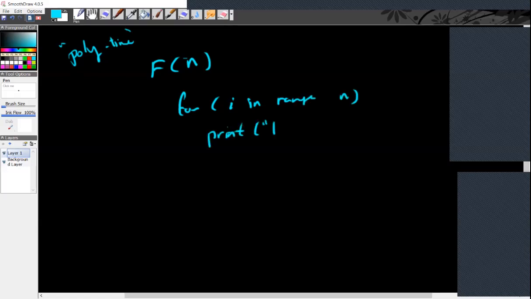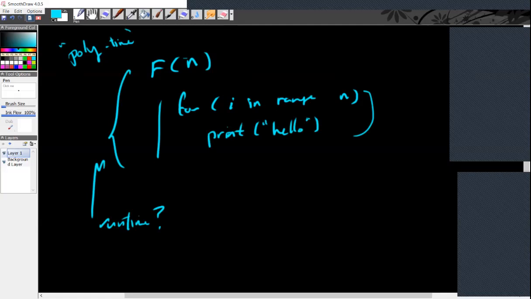Let's say I have an algorithm. Let's call that algorithm F. It takes in input N, okay? And it does this: for I in range N, print hello. I'm pretty sure this is good enough to be readable. So I'm just saying iterate n times and print hello. Let me ask, what's the runtime for this?